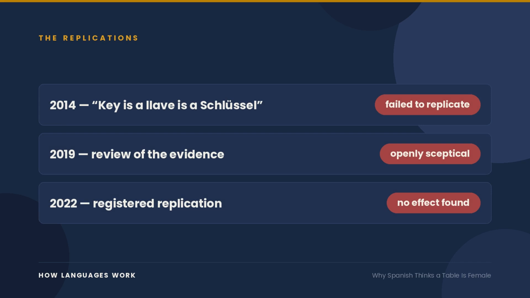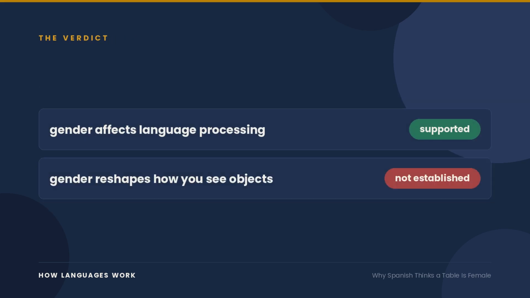In 2014, a study with the excellent title Key is a Love, is a Schlüssel failed to replicate it. A 2019 review was openly skeptical, and a registered replication in 2022, designed in advance so the result could not be massaged, also came up empty. The honest verdict: the flashy version does not survive careful testing.